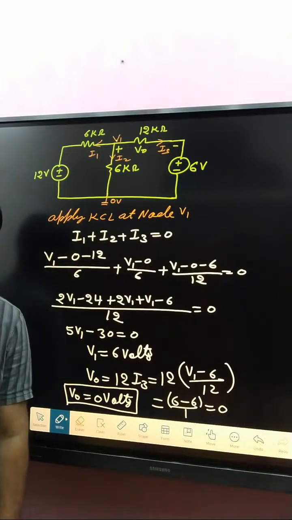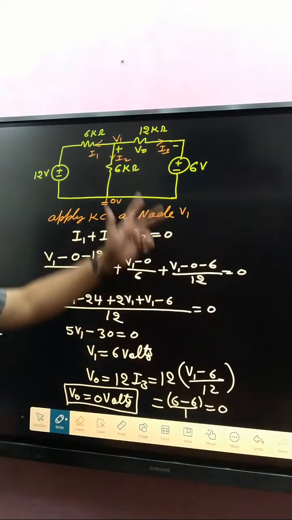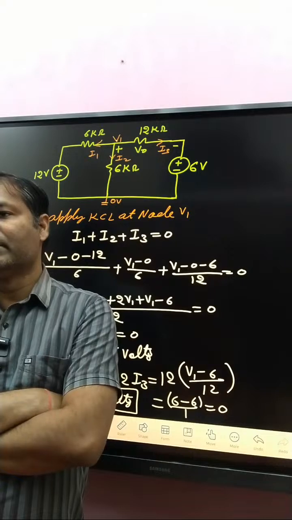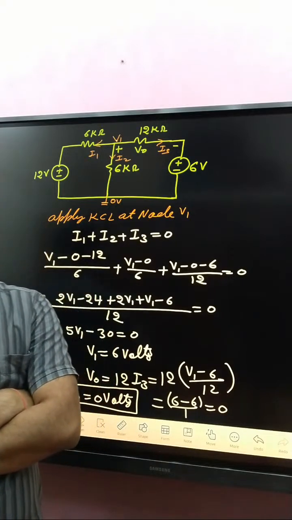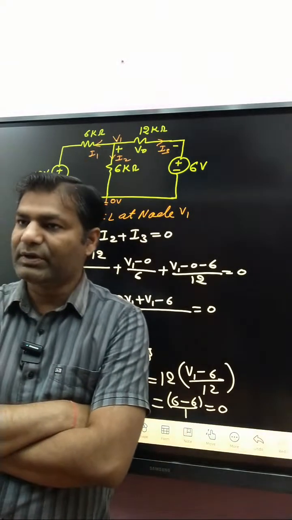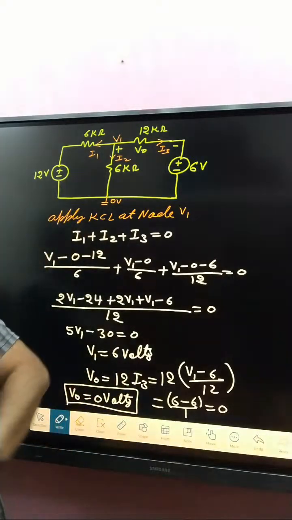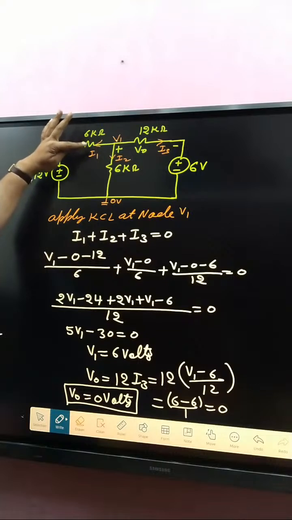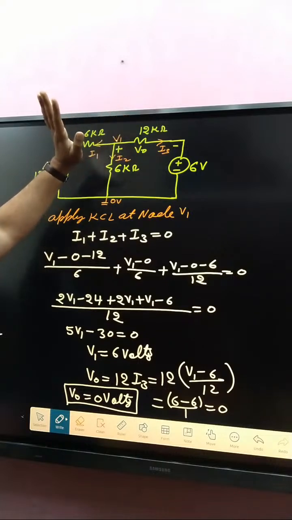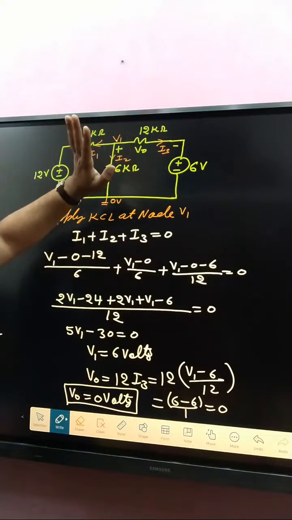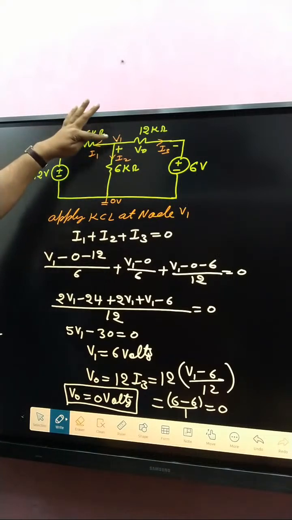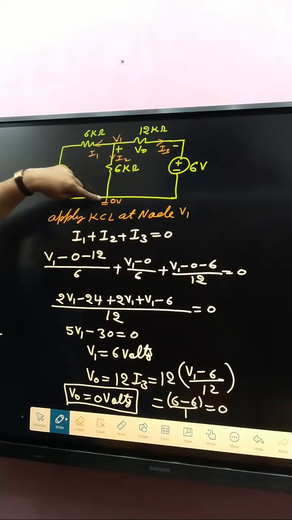Simply, how can we do our motto? Determine V naught. If you apply nodal analysis, first of all decide the branch currents. If the given circuit is like that, then first decide branch current: here I1, here I2, and here I3. After that, decide the nodes: that is V1 and that is V2.